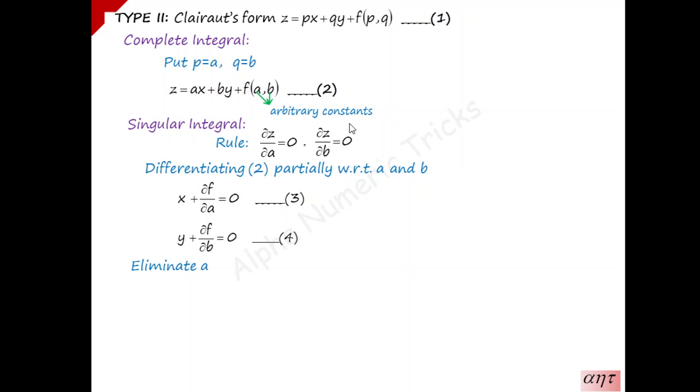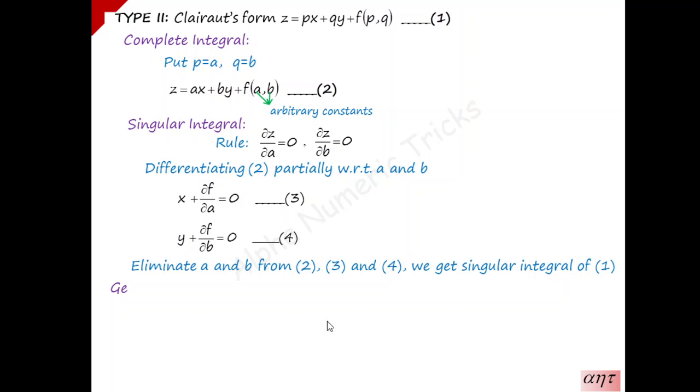Now using 2, 3 and 4, we eliminate the arbitrary constants a and b, and then we can get the singular integral of the Clairaut's form, z = px + qy + f(p, q). In this second type of problem we always have a singular integral, but in the first type of problem, a singular integral is not at all possible, because we get an absurd result. So the singular integral is not obtained for the first type of problems, and only in rare cases it may occur. Similarly, in type 2 the singular integral always exists for this type of Clairaut's form.